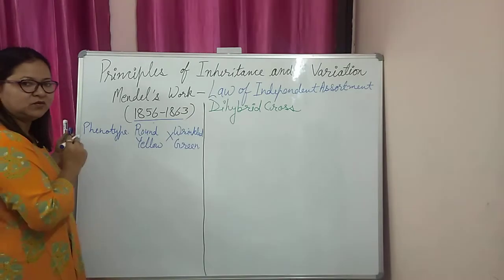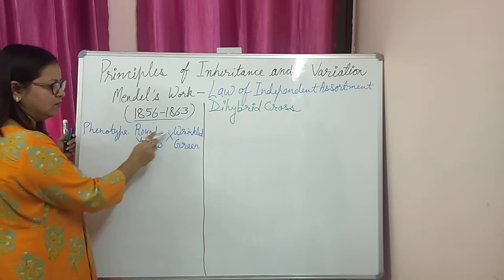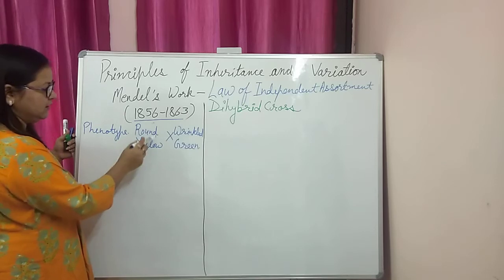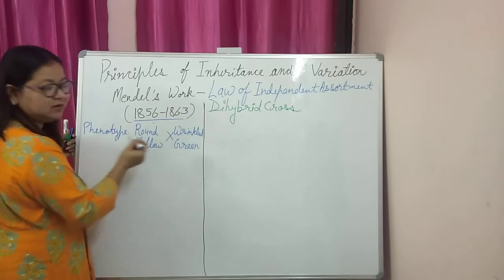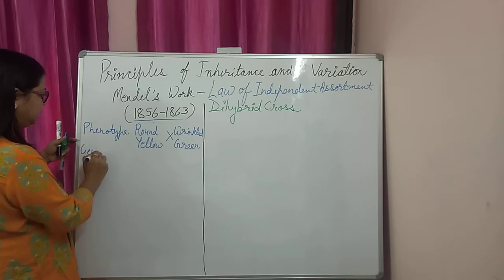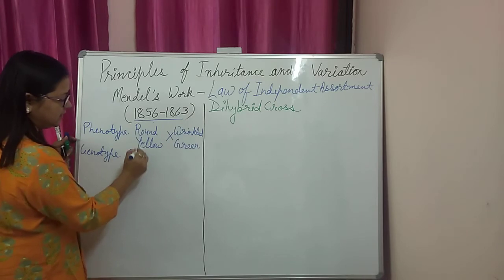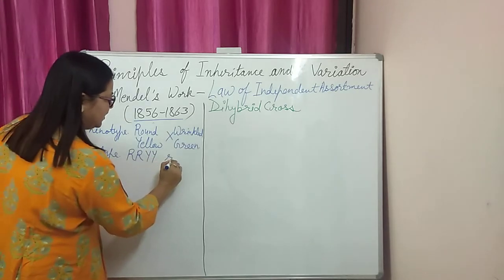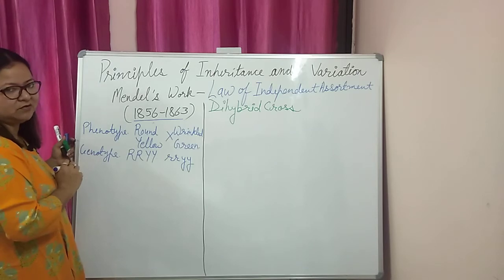So he selected two features. What are the features? They are related to the seed: their shape, round and wrinkled, and the color of the cotyledon, that is yellow and green. In these features, round and yellow is a dominant trait and wrinkled and green is a recessive trait. So this is the phenotype, and the genotype will be capital R, capital Y for the dominant characters, small r, small y for the recessive traits.